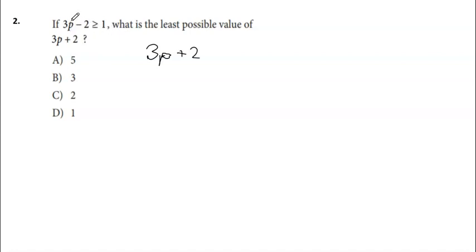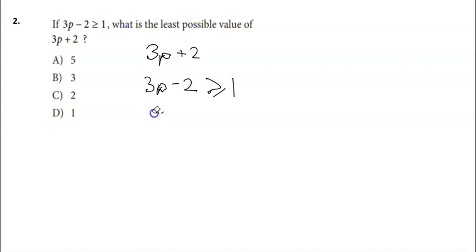Here we start. We look at these two expressions, and we notice that there's a plus 2 here, and there's a minus 2 here. Somebody can do it in one step by just saying that, okay, if I have 3p minus 2 greater than or equal to 1, how can I get plus 2 in the expression here? I can just add 4 to the inequality.